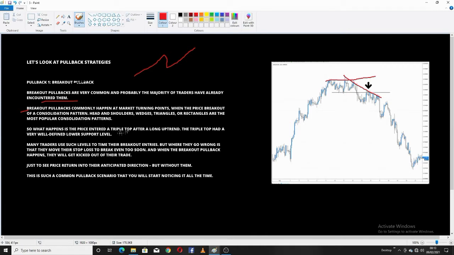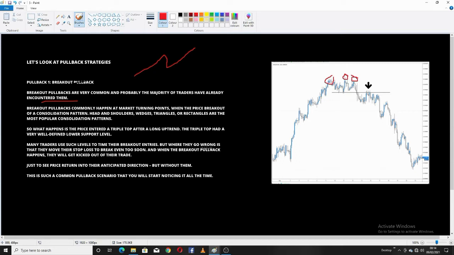So what happens is that the price entered the triple top after a long uptrend. The triple top had a very well defined low support level. The triple top, 1, 2, 3. Main traders use such levels to enter their breakout entries.